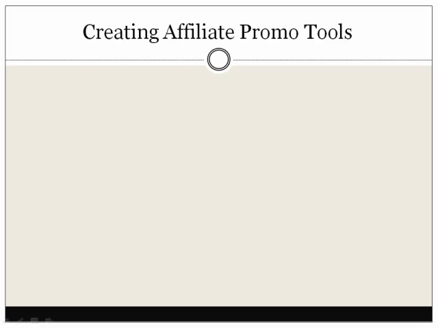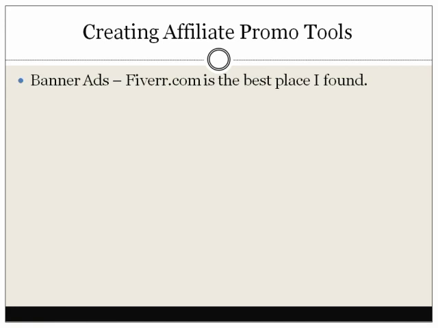Now let's talk about creating affiliate promotional tools for your affiliates. Banner ads are great, and the best place to create banner ads is a site called Fiverr.com. I found this is the best place to find people to create banner ads for cheap. I personally use Fiverr.com, and I've found people to create banner ads for around $5 to $10.